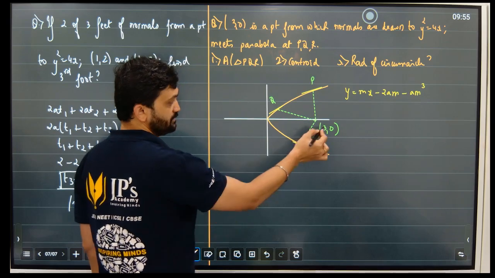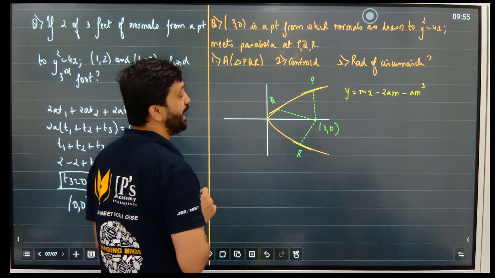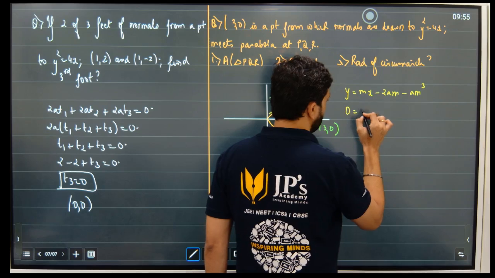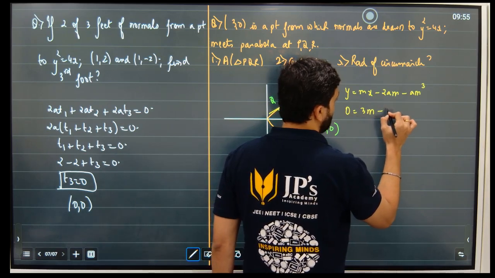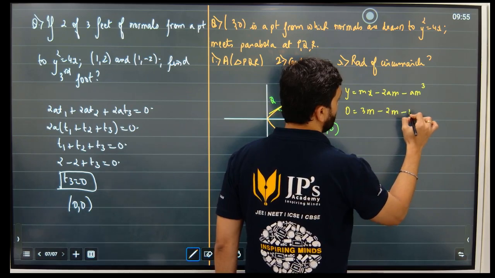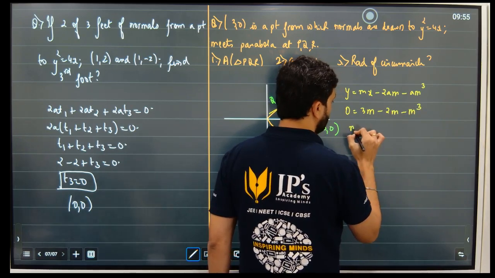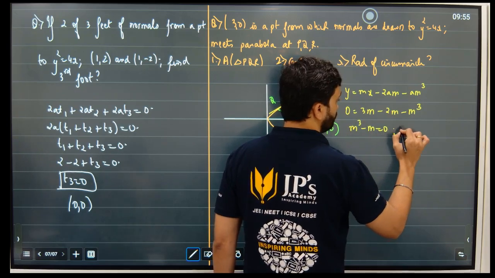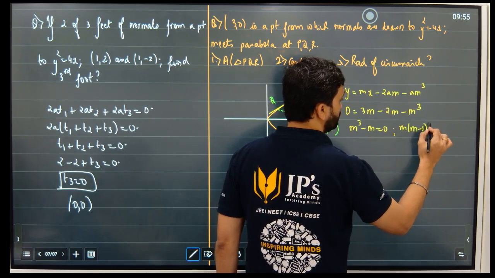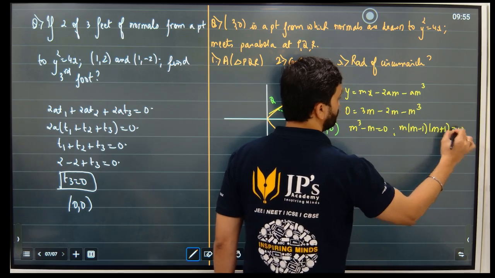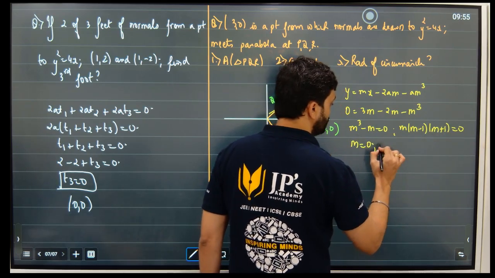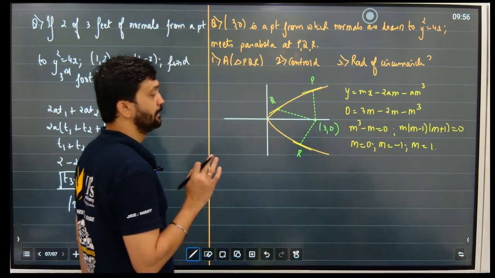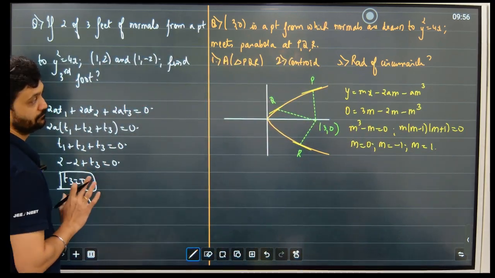x is given to me as 0, y is given to me as 3, and a is also given to me. What is the value of a? 1. So 0 is equal to 3m minus 2m minus m cube. Therefore m cube minus m is equal to 0. Therefore m into m minus 1, m plus 1 is equal to 0. Therefore m is equal to 0, m is equal to minus 1 and m is equal to 1. Now I have got 3 values of m.